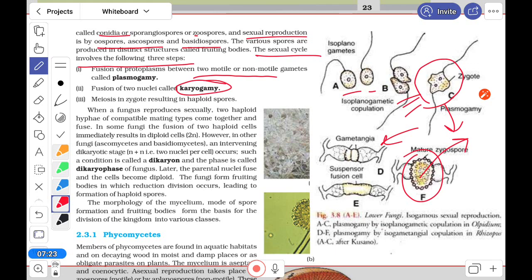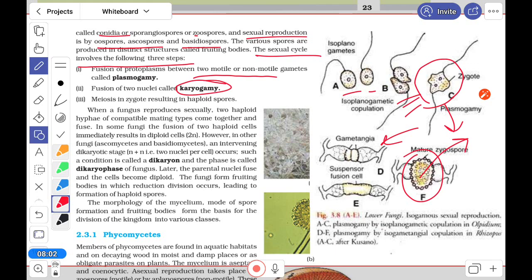These details are not required, you just need to know the steps here: plasmogamy and karyogamy. After that, meiosis takes place in the zygote, resulting in haploid spores. In the dikaryon phase, dikaryon means 2 nuclei. You have to understand that in the words prokaryotic, eukaryotic, karyogamy, dikaryotic, karyo means nucleus. If you keep that in mind, it will be easy to understand.